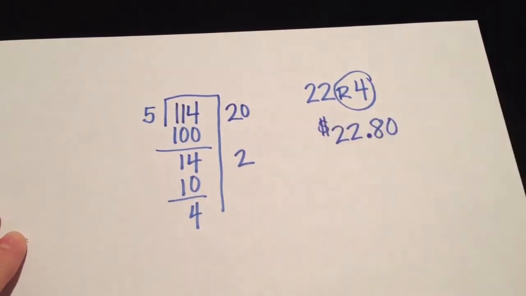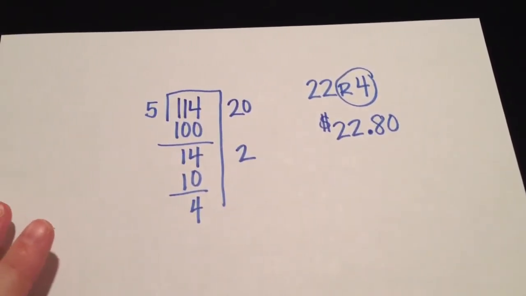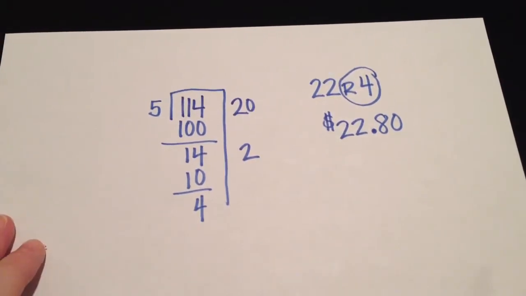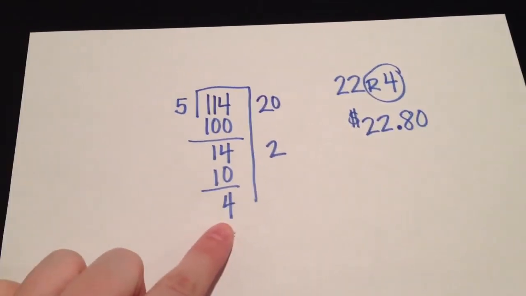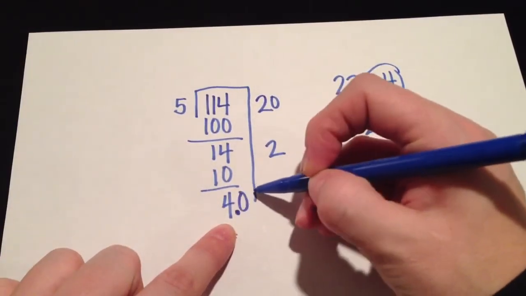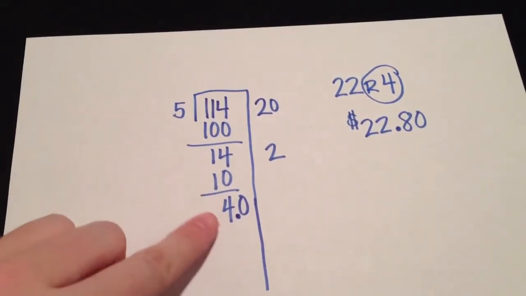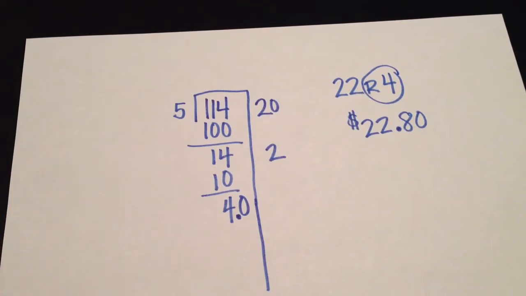$22.80. But what we want to do is we want to get away from the picture drawing and just be able to use our partial quotients to solve any problem that might involve decimals. So in this case, when I have the remainder of 4, this is really representing $4 or 4 wholes. And I want to know how many times can 5 go into $4.